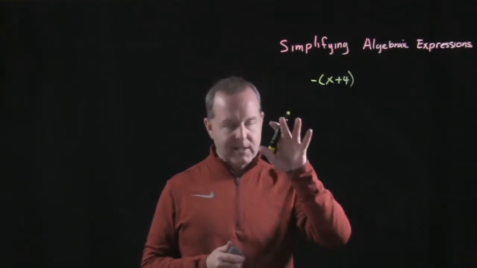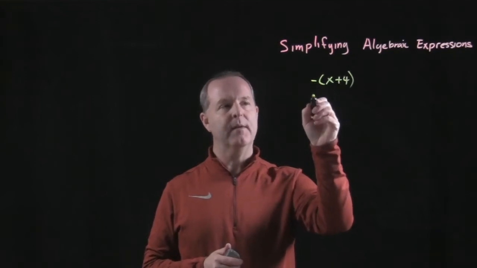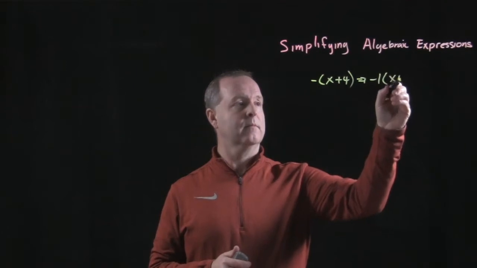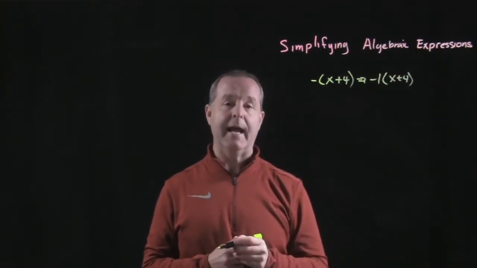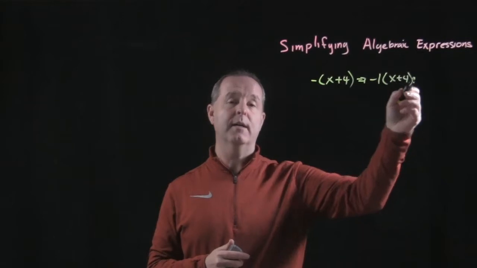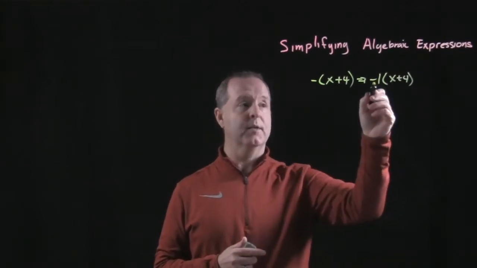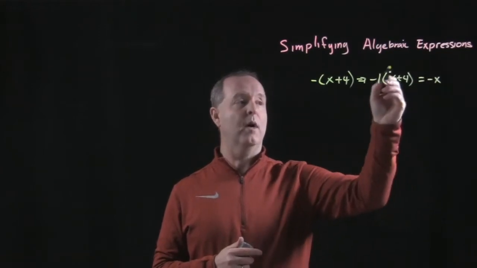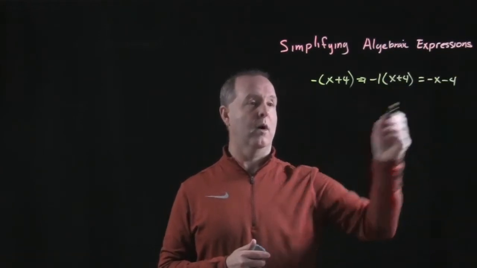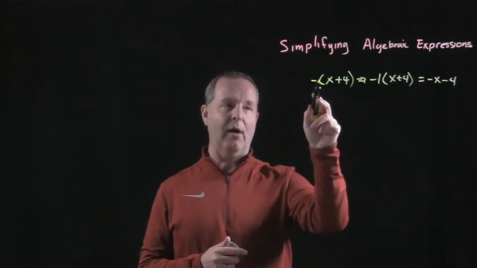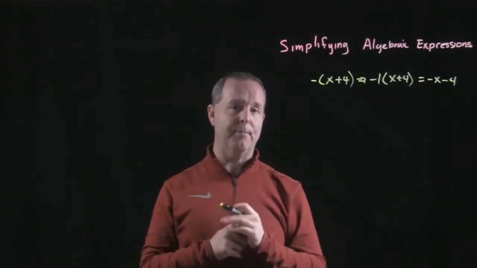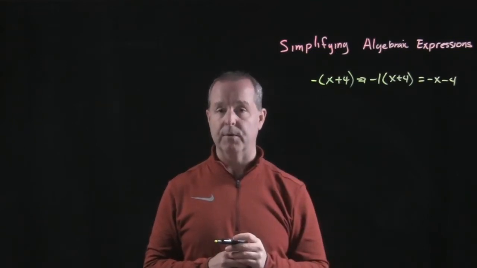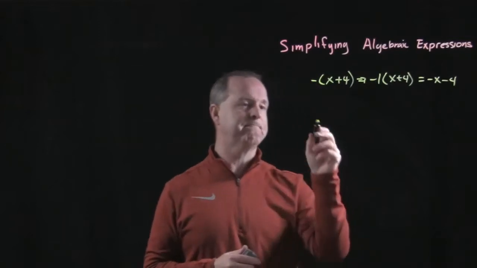One way, maybe the best way to think about that is this negative right here really is a negative 1. And I can distribute that negative 1 across all the terms inside. So negative 1 times the x produces a negative x. Negative 1 times a 4 produces a negative 4. So when you see a negative outside of a summation that's guarded by parenthesis, you can distribute that negative all the way through. And that's one way that we can simplify.